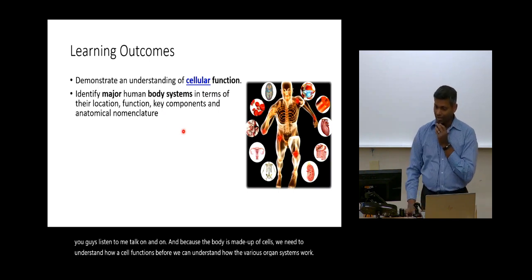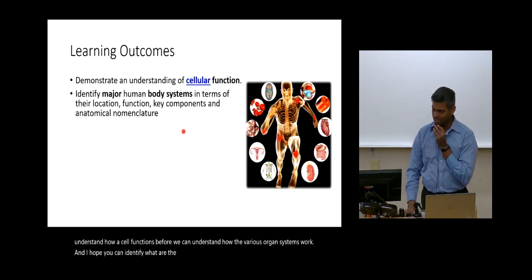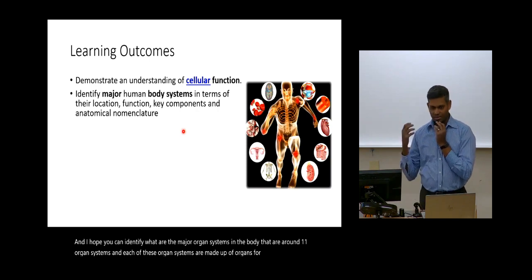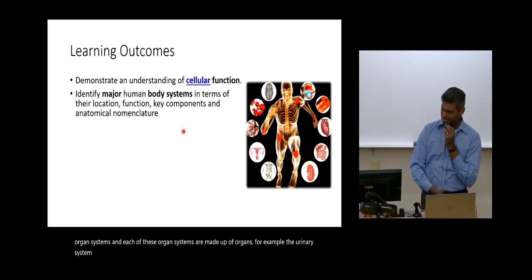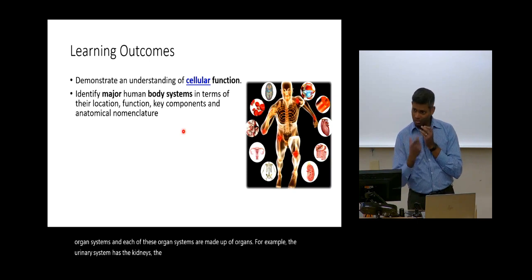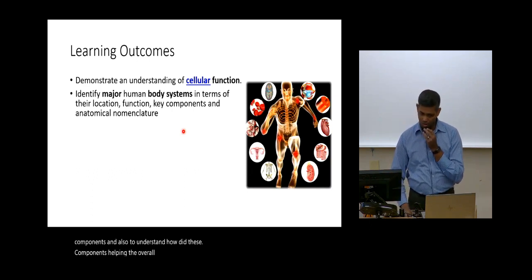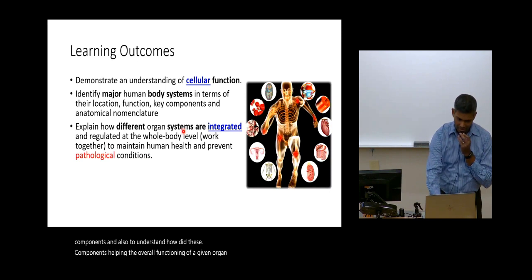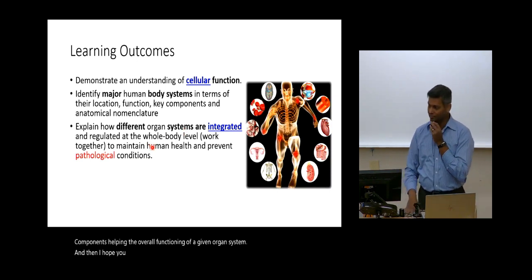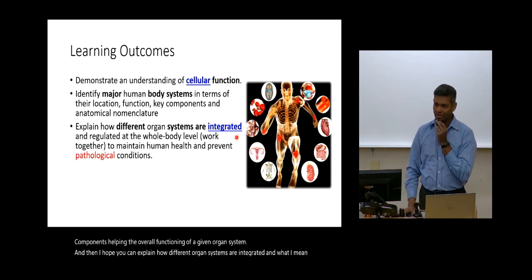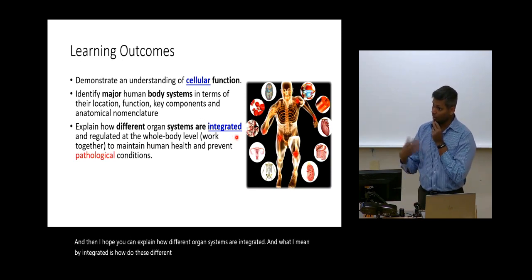And I hope you can identify what are the major organ systems in the body. There are around 11 organ systems, and each of these organ systems is made up of organs. For example, the urinary system has the kidneys, the bladder, and it's important to know what these components are, and also to understand how these components help in the overall functioning of a given organ system. And then I hope you can explain how different organ systems are integrated. And what I mean by integrated is how these different organ systems work together.